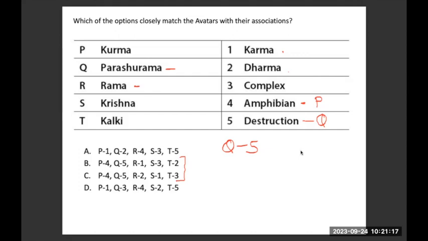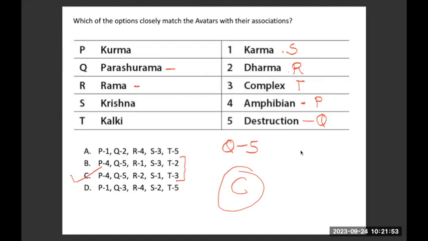Evidently, I knew about that. So R has to go with Q. So this is supposed to be R. S will eventually, if I see, I have automatically narrowed myself to C by default without thinking much. And what it then gives me is S is supposed to be 1. Krishna is supposed to be with karma. So this will be S. And T is complex. Kalki is supposed to be with complex. So this will be T. I didn't know much about Kalki in this case.